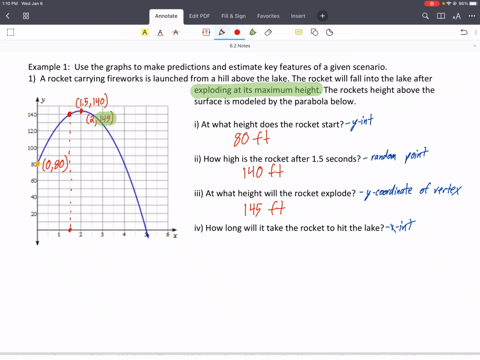How long will it take the rocket to hit the lake? We only are given one of the x-intercepts, which is right there, which is at 3.0. So it's going to take about 3 seconds. Okay, so that's how we do it there.